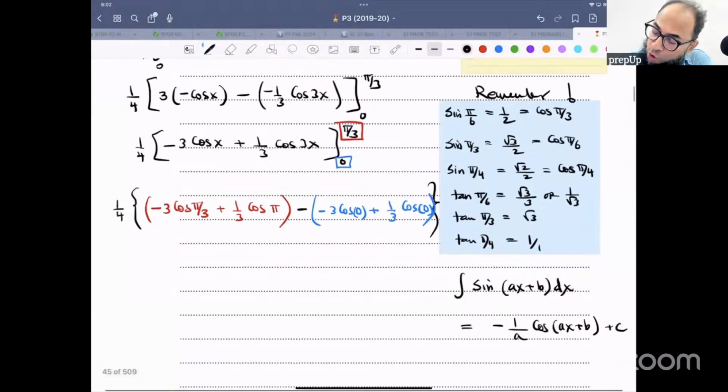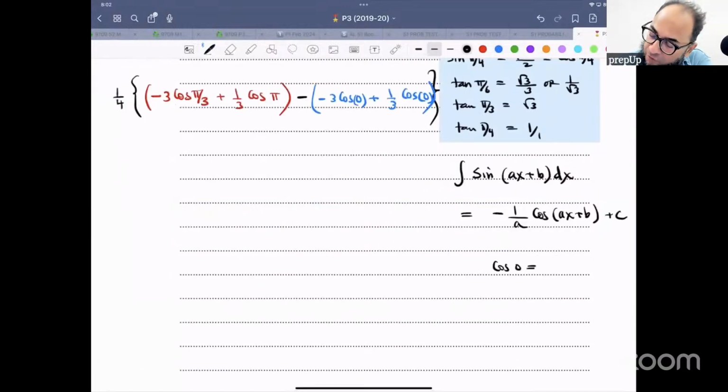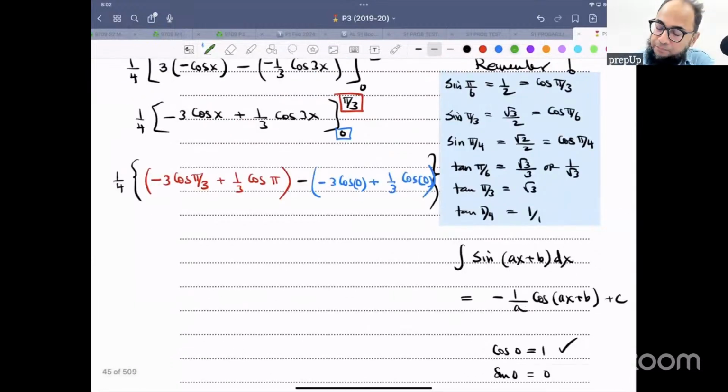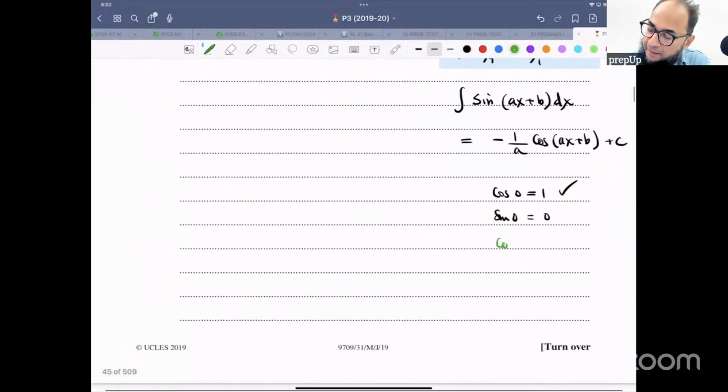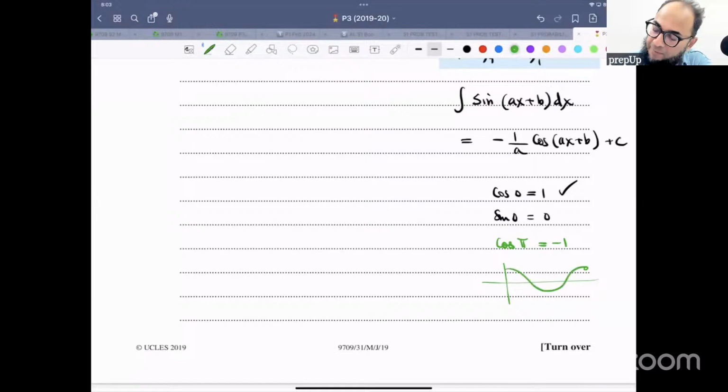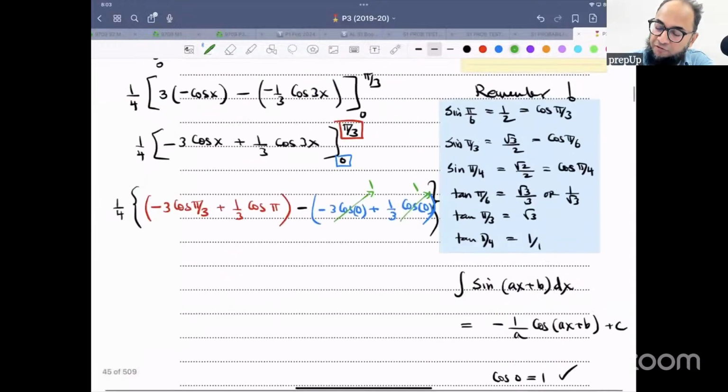We should also know that cosine of 0 is 1. We should also know sine of 0 is 0. But right now we just need cosine of 0. So cosine of 0 is 1. Cosine of pi is negative 1 because I can get all these things from the graph. This is pi, this is 0, and this is 2 pi. So cosine of pi is negative 1. And over here, cosine of pi by 3 is half.